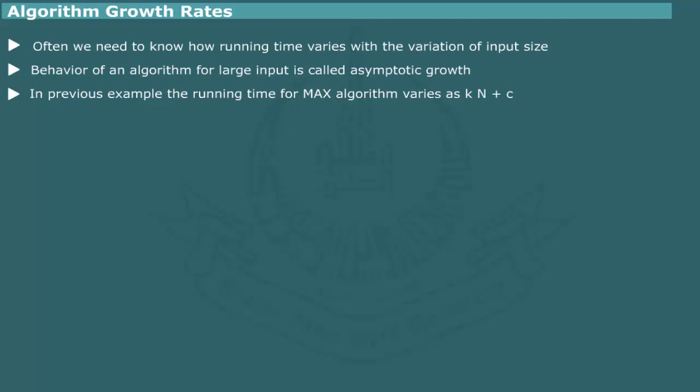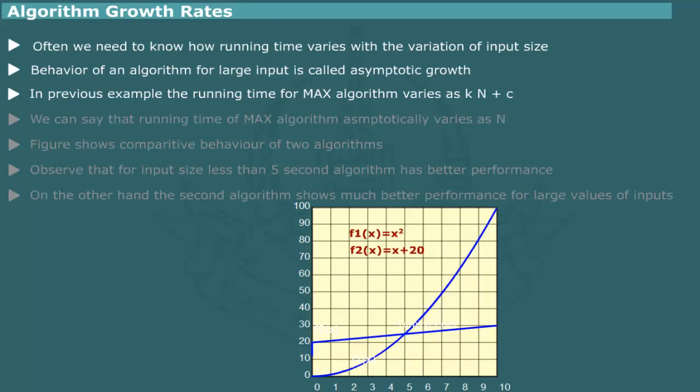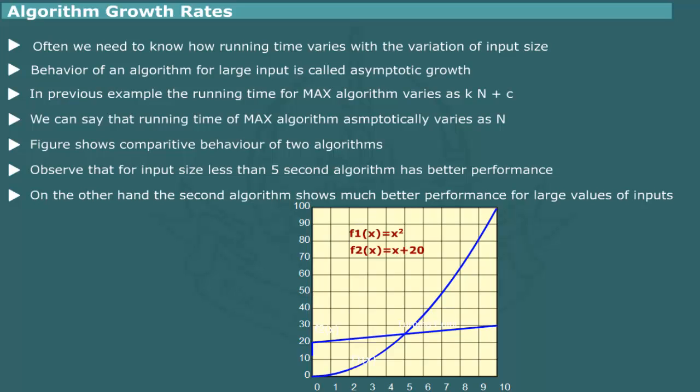For large values of n, the constants would become insignificant. Thus, we can say that asymptotically, the runtime of the max algorithm varies as n. In other words, the execution time is proportional to n.